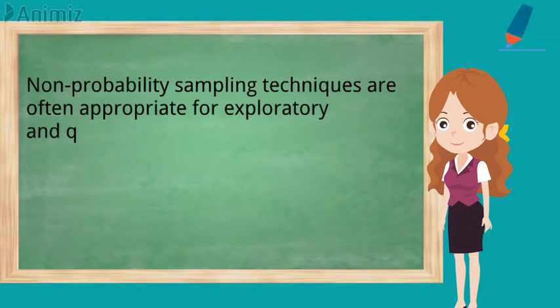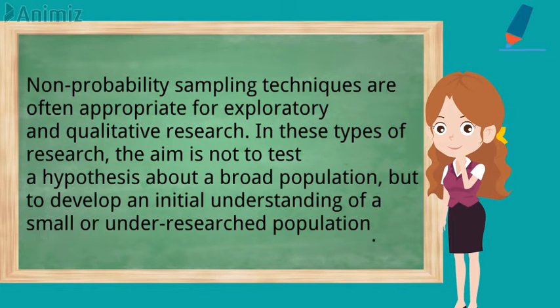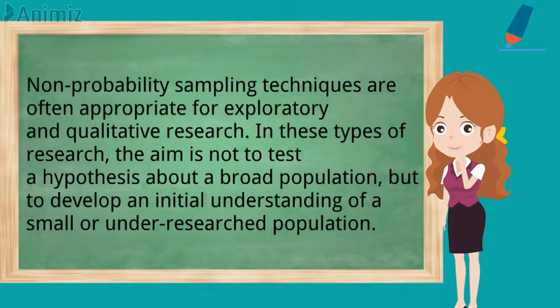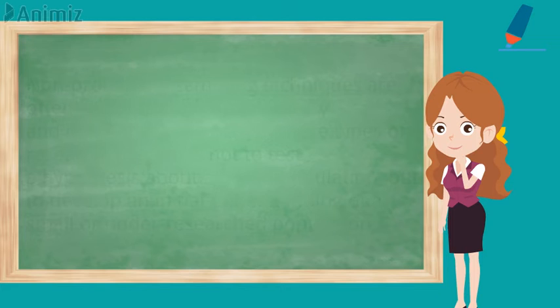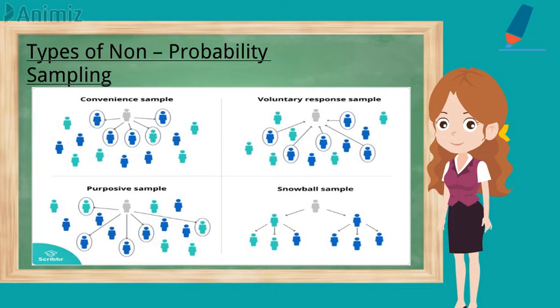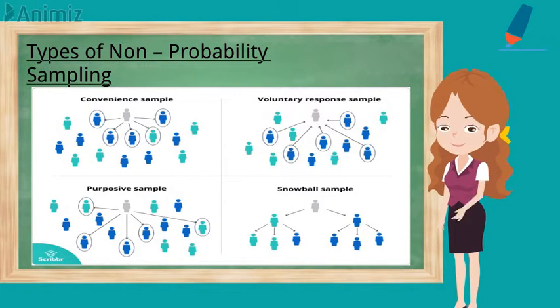Non-probability sampling techniques are often appropriate for exploratory and qualitative research. In this type of research, the aim is not to test a hypothesis about a broad population, but to develop an initial understanding of a small or under-researched population. Here are the four types of non-probability sampling. They are convenience sample, voluntary response sample, purposive sample, and snowball sample.